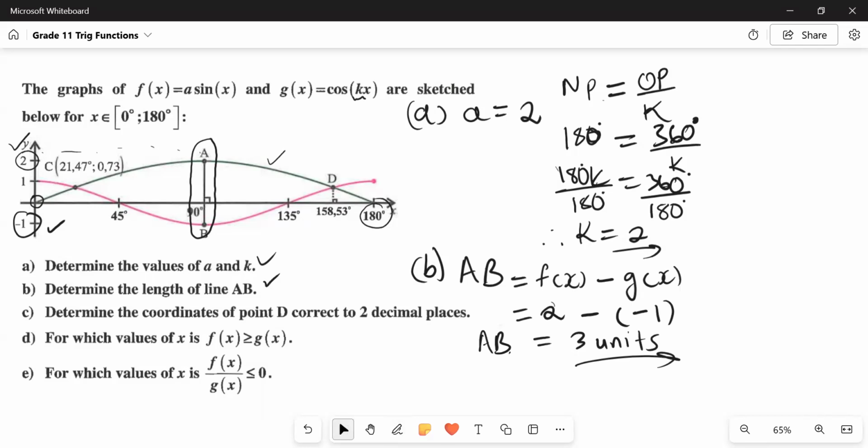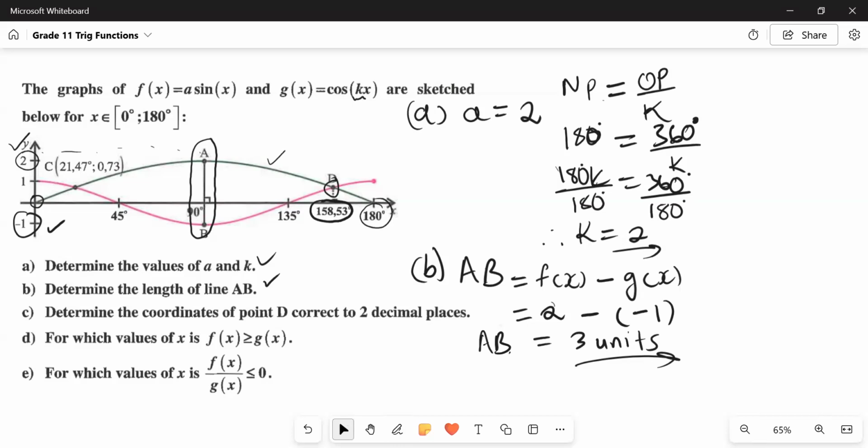Now determine the coordinates of D correct to 2 decimal places. The coordinates of D, at least we need to know one thing about D. So D is just the point of intersection. It's the point of intersection. But already they gave us the x value there at D. So we are only looking for the y value at D, right?